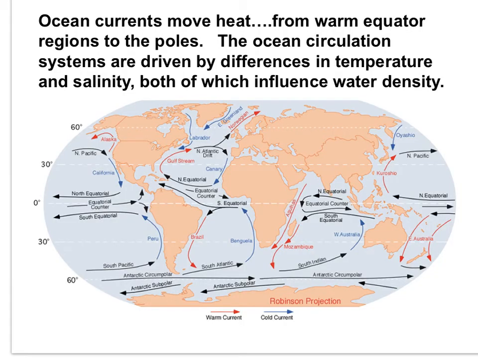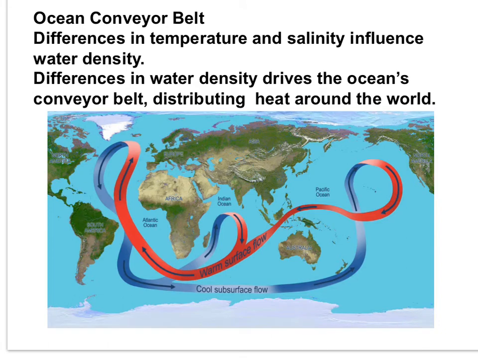Ocean currents are related to the water cycle, though the currents flow within a single storage, within the ocean storage. Ocean currents move heat from warm equatorial regions to the poles. The ocean circulation systems are driven by differences in temperature and salinity, both of which influence water density. It is the difference in water density that drives the movement of the currents, serving to distribute heat and influencing local climate. The ocean conveyor belt is large-scale movement of ocean water as currents that serve to distribute heat from tropical regions to polar regions.